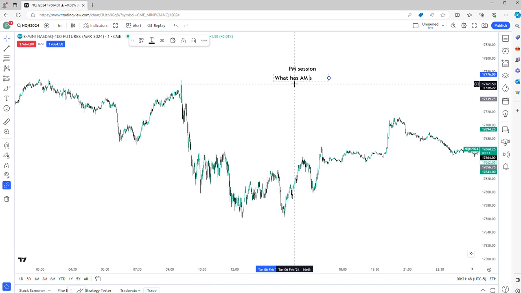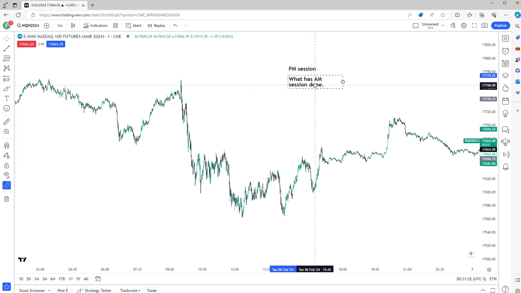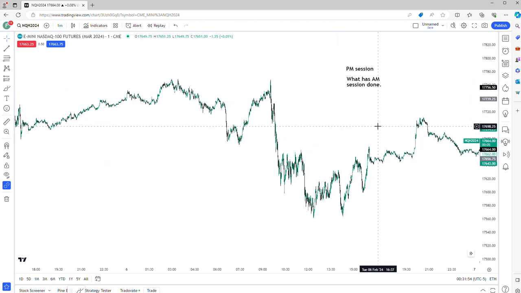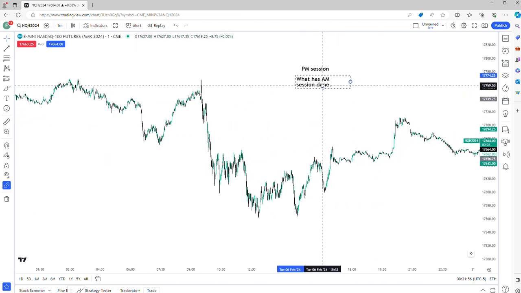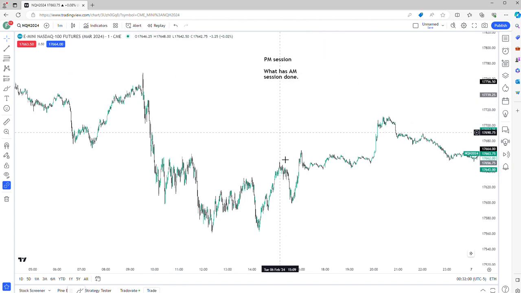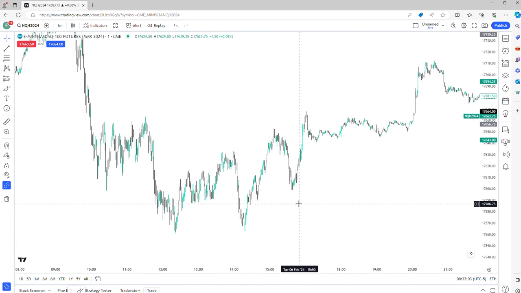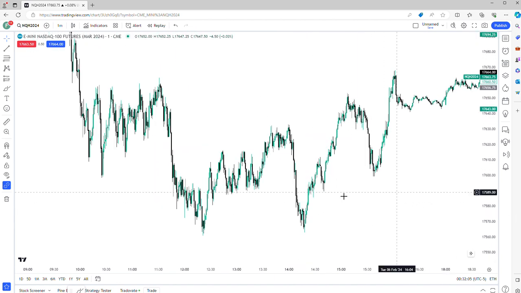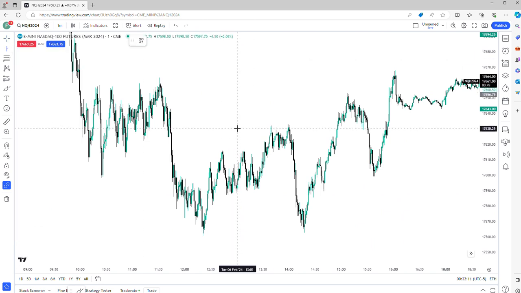What has the AM session done? All I mean by that is, has the AM session gone up, gone down? Has it consolidated? Would you consider the AM session to be a good session? Ask yourself those things. Now, when I get to the PM session, I class the PM session from 1 o'clock onwards. If I draw a vertical line to represent that, you can see here is 1 o'clock. I've drawn that vertical line at 1 o'clock. Let's make that a bit thicker.